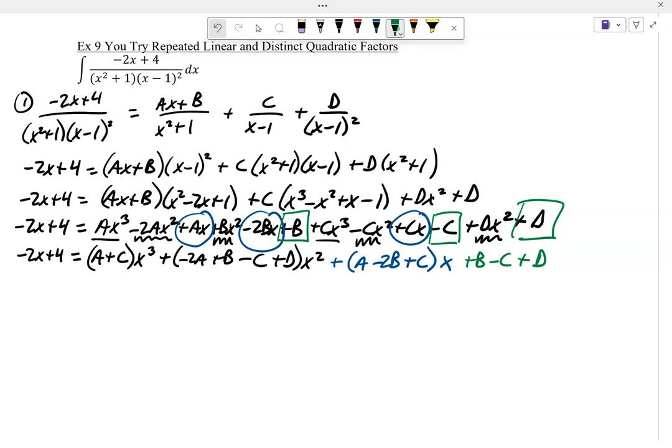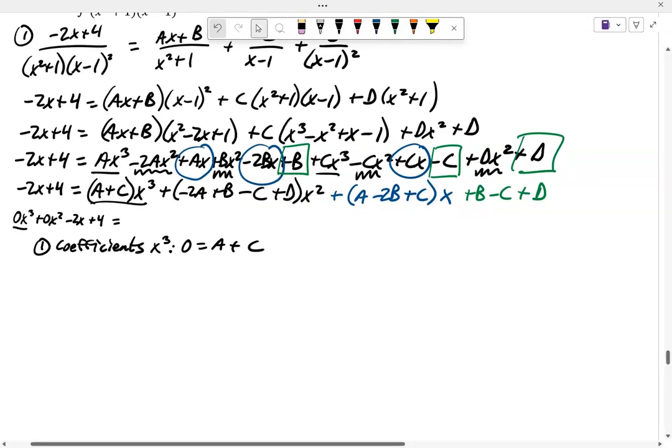All right, so let's set this up now. You see this negative 2x plus 4? That's like 0x cubed plus 0x squared minus 2x plus 4 equals this stuff, right? So 0x cubed lines up with the a plus c x cubed. So my equation 1, my coefficients of x cubed, would give me the equation 0 equals a plus c.